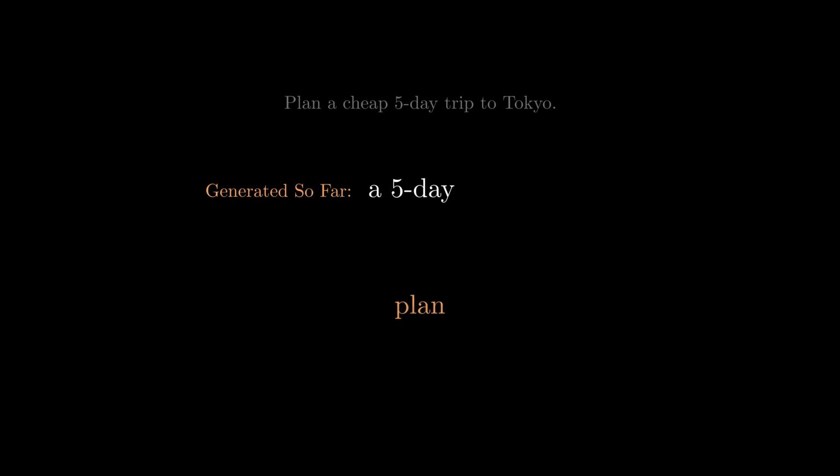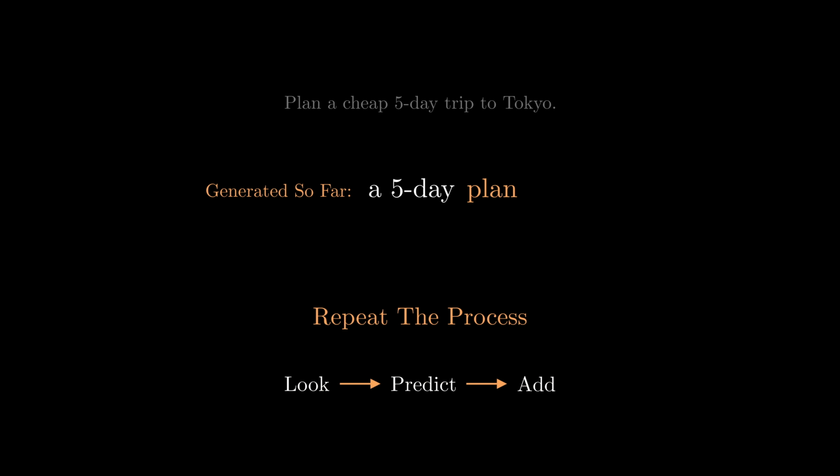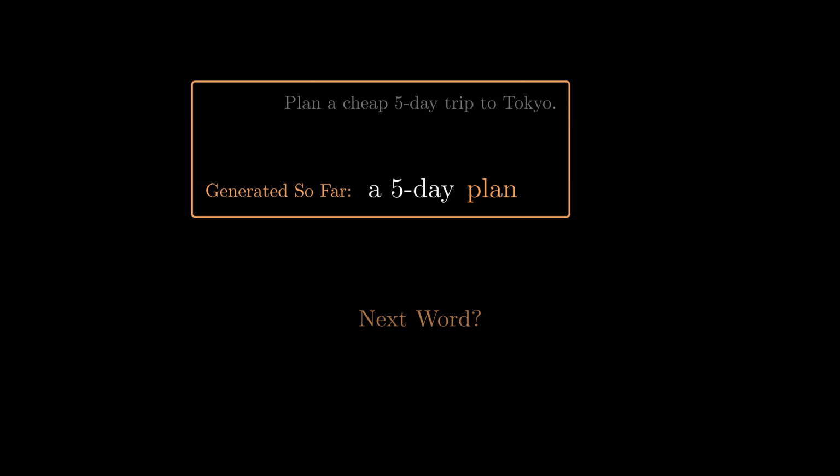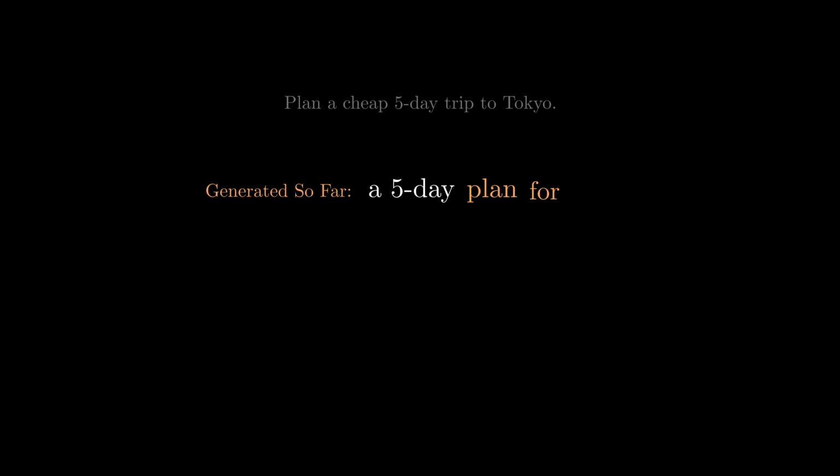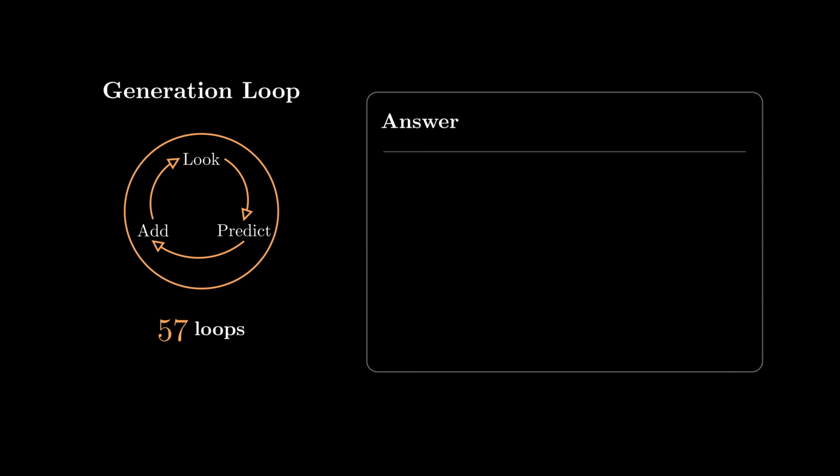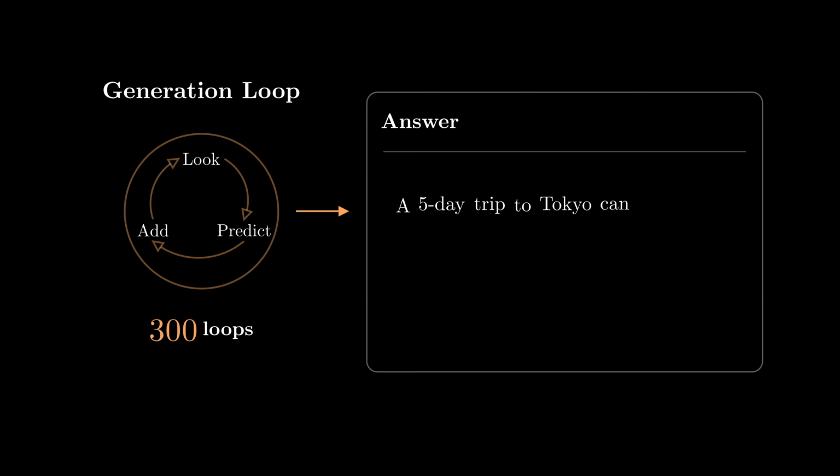That word gets added to the sentence. Now the sentence is slightly longer, the context has changed, so the model repeats the same process again. Look at everything so far, predict the next word, add it, and this process continues. This loop runs hundreds of times to produce a single answer, which is why responses often appear on your screen one word at a time, like someone is typing.